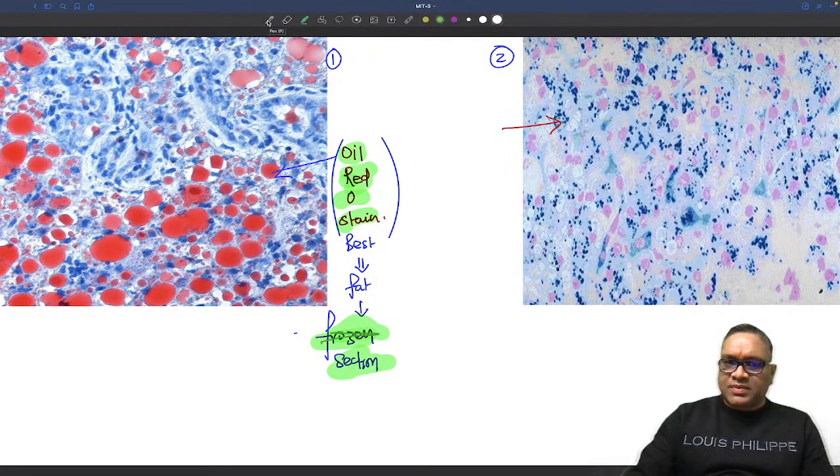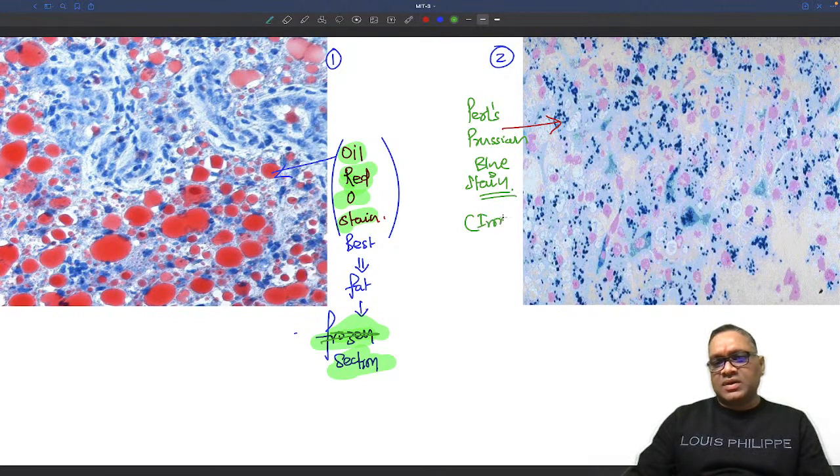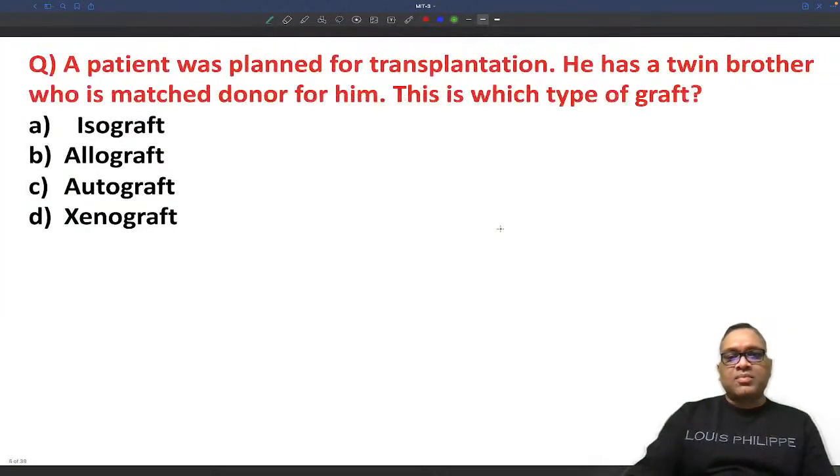And the second one is Pearl's Prussian blue stain. Very good, so now you all have got it. This is the Pearl's Prussian blue stain, which will be telling you about the iron. So Pearl's Prussian blue stain is used for iron. So this is for iron determination, right? Now come to the next question.